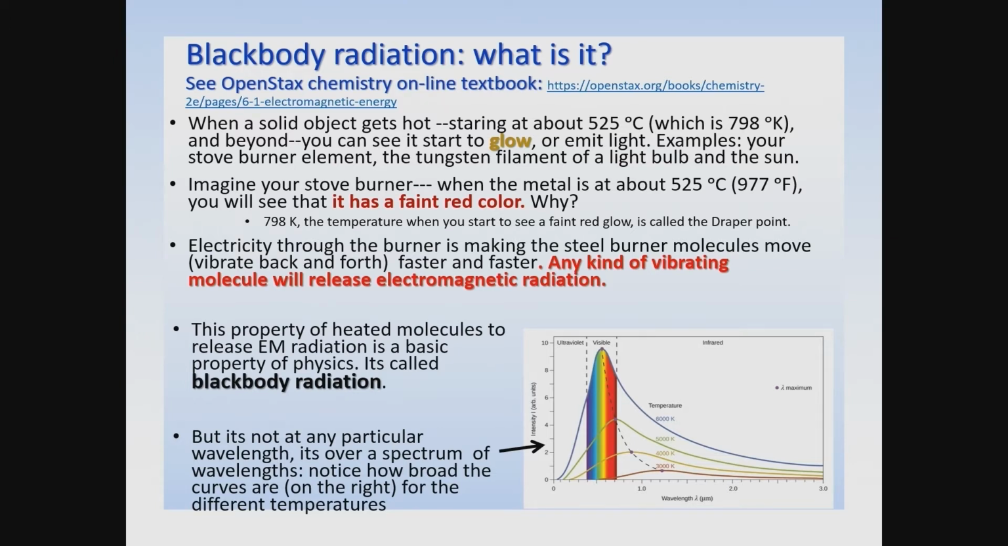Now, at cooler temperatures, you still have a spectrum of radiation that is released, but you can see the curves are more shifted to the right. So at cooler temperatures, say the lowest curve, which is at 3,000 degrees Kelvin, most of the radiation released you're not going to see, because it's going to be in the microwave and the infrared, and only a small portion is going to be in the visible spectrum in the red.